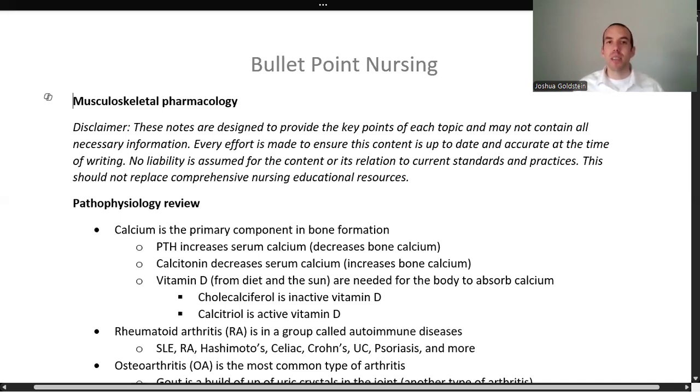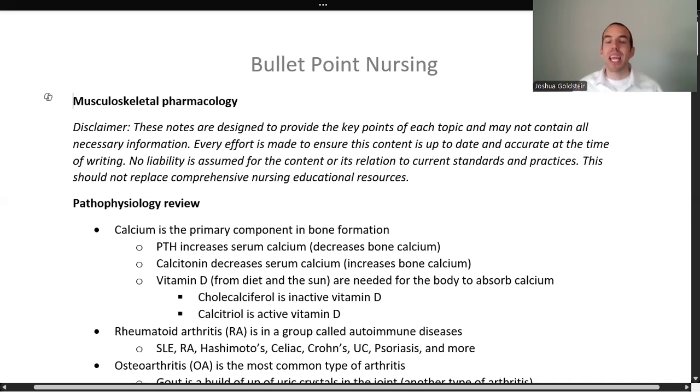First, we're going to talk about calcium. Calcium is the primary component in bone formation. Next, PTH, parathyroid hormone, increases our calcium level in the blood. It increases the calcium level in our blood, which is our serum calcium level. Calcitonin does the opposite. Calcitonin decreases our serum calcium level.